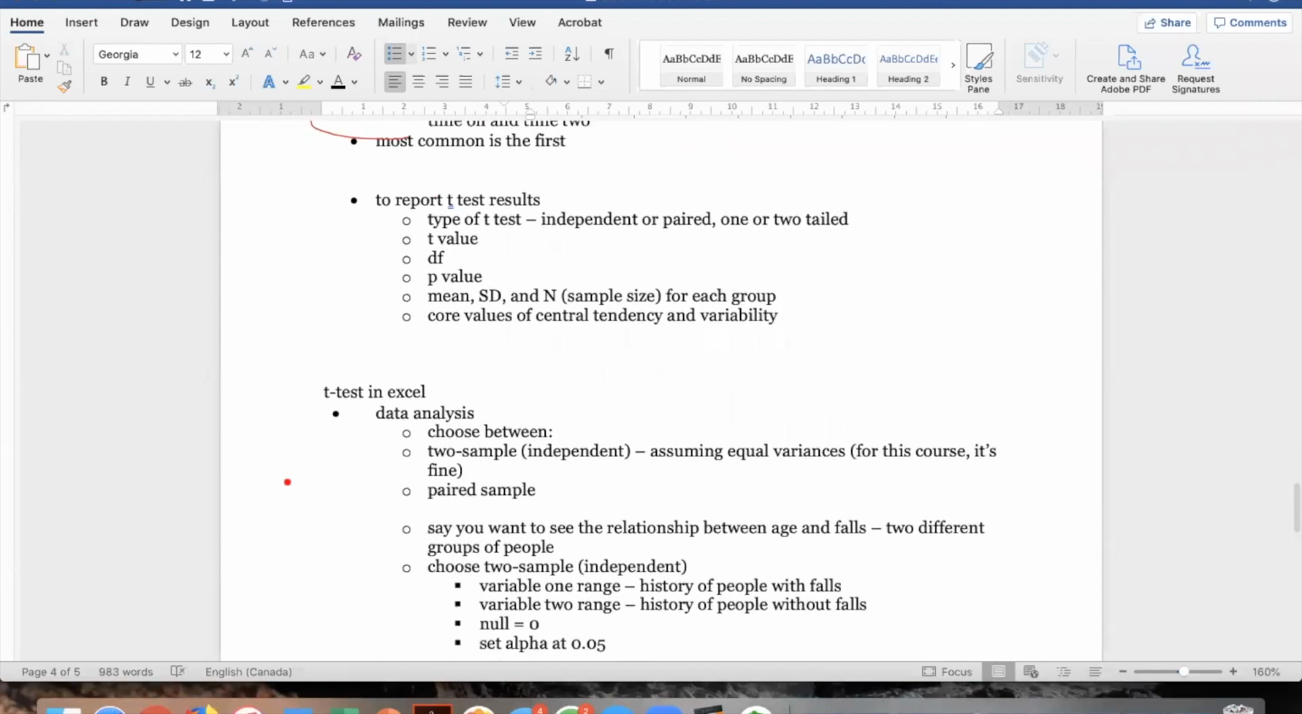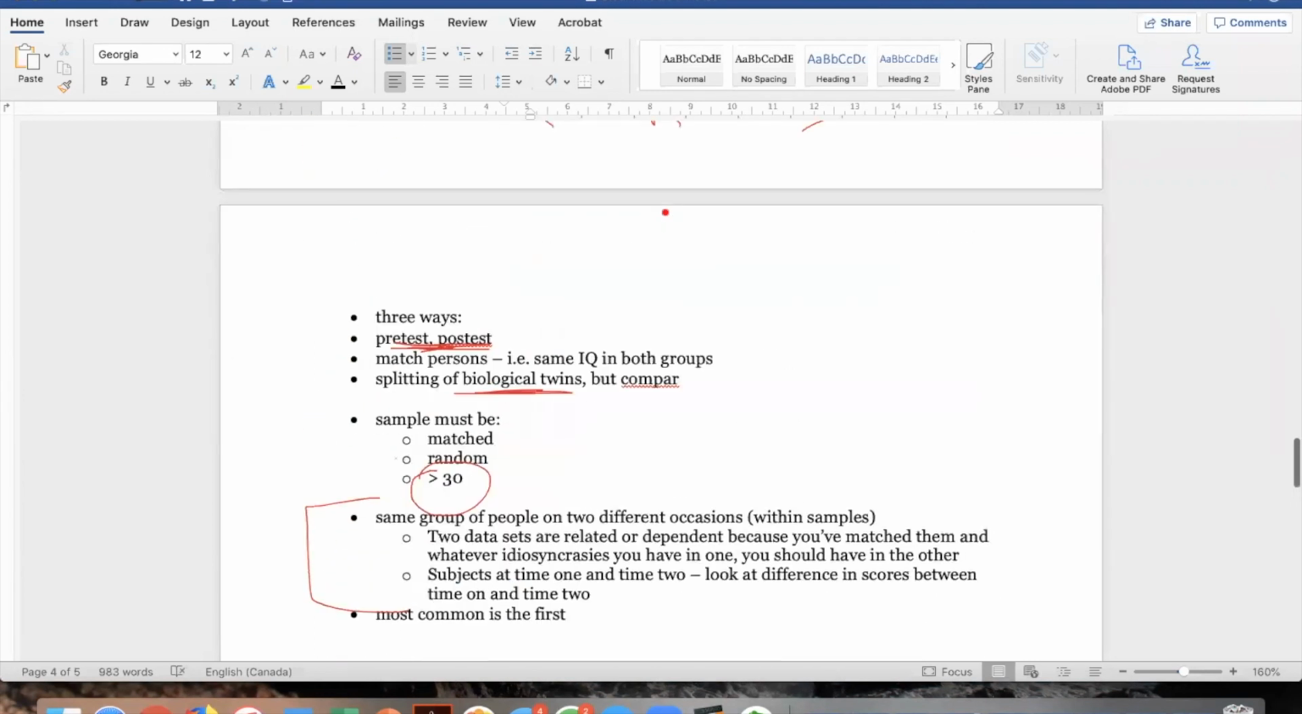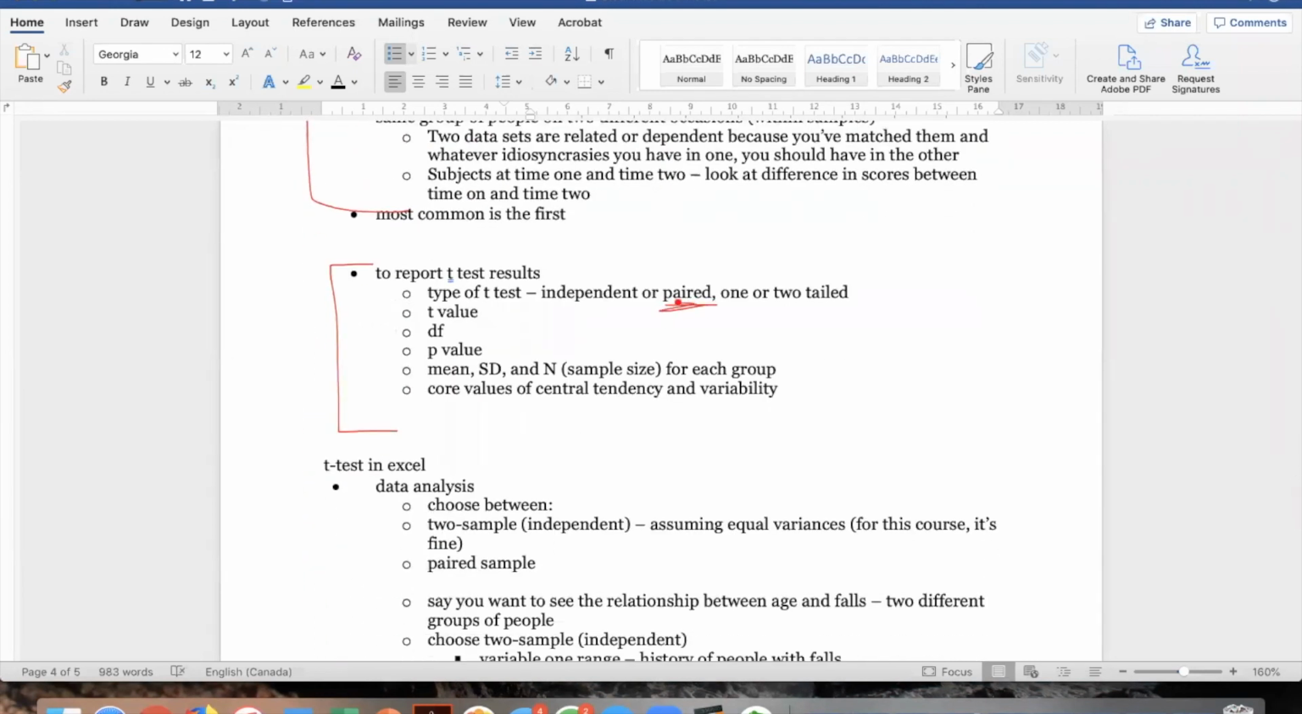It's the most common. When you're reporting your t-test results in your assignment, you're going to state the type of t-test that you did. So an independent t-test was done, or a paired. The related, I believe in Excel, is called paired. We'll look at it later when we figure that out. But the type of t-test is independent, one-tailed, or two-tailed. We'll talk about that again later. You're going to state the t-value, right? This is the critical t that I came up with.